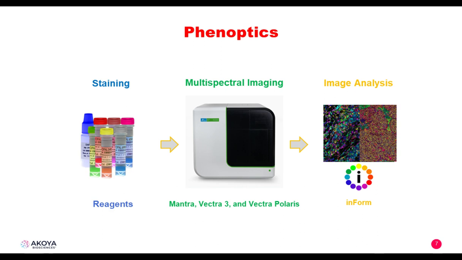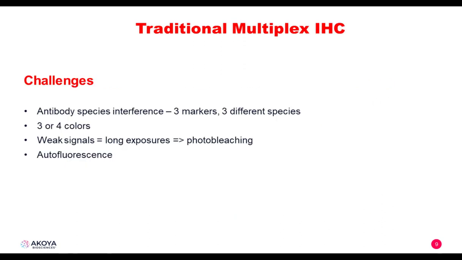Phenoptics is comprised of 3 different tools. We have the detection reagents, which include OPAL dyes, 8 of them, the multispectral imaging systems, including the Vector Polaris, and the powerful image analysis tool Inform software. Today, we're going to focus mainly on multiplex IHC staining. Now, before we do that, we're going to talk a little bit about how IHC has been traditionally done.